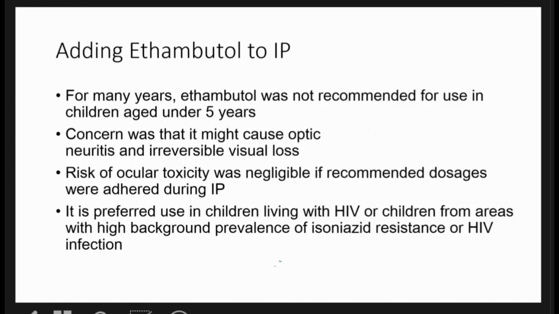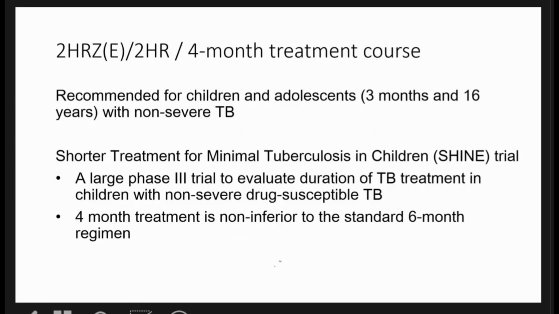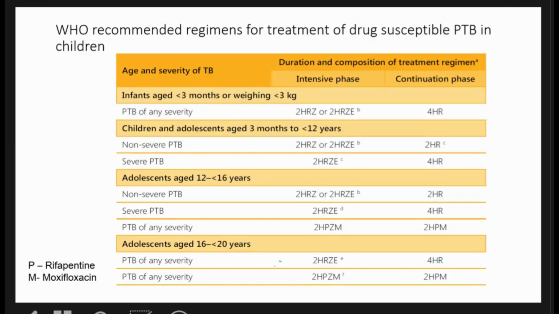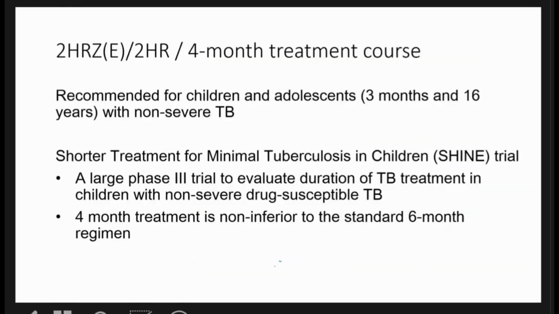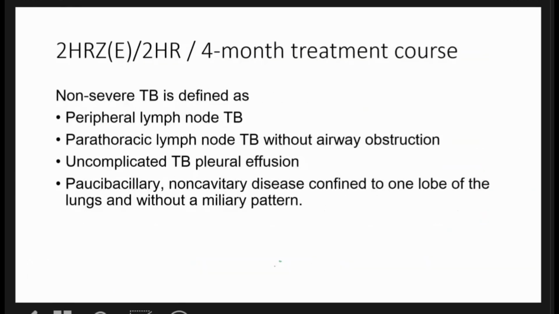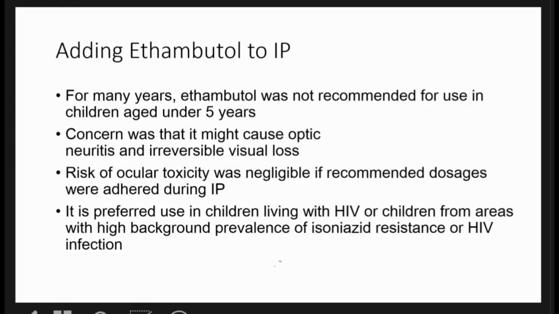There's also another regimen for children above 12 years. It is also a 4-month treatment. It uses INH, rifampicin, moxifloxacin, and pyrazinamide for 2 months. These are the major changes in pediatric treatment when we compare it to adult treatment.